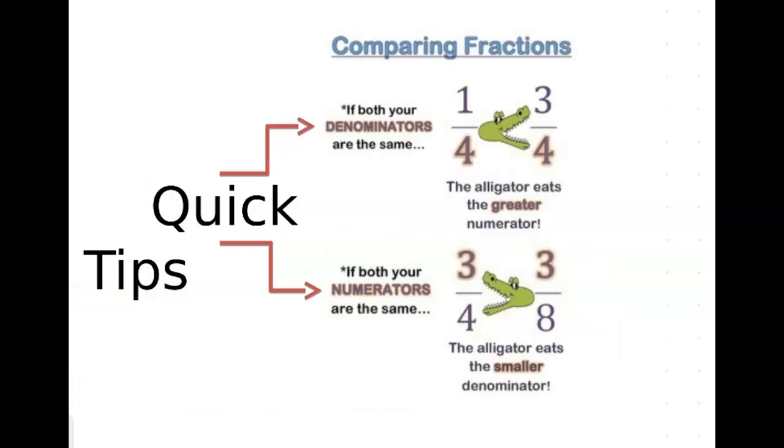There are a few quick tips that will help us when comparing fractions. If both your denominators are the same, such as 4 and 4, the alligator is going to eat the greater numerator. 3 is certainly greater than 1. So 3/4 is the greater numerator, and the alligator eats what's more. If both the numerators are the same, such as 3 and 3, the alligator is going to eat the smaller denominator. Another way to think of that is the greater the denominator, the smaller the fraction.